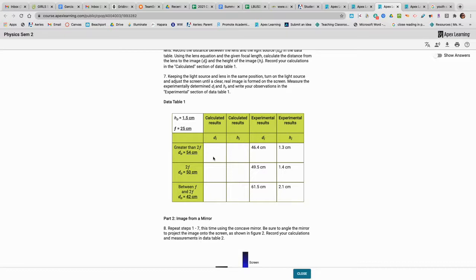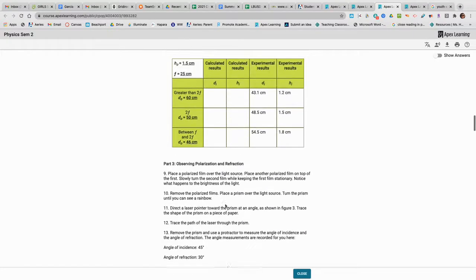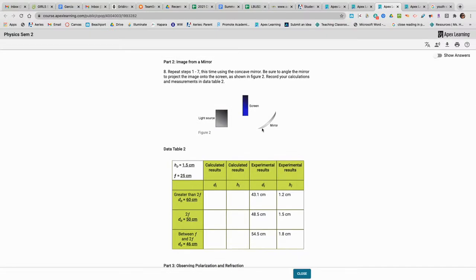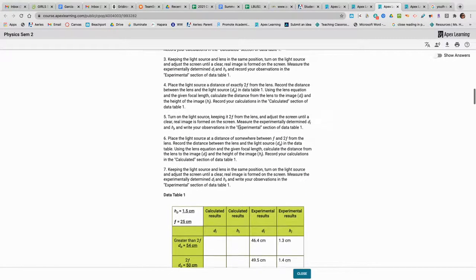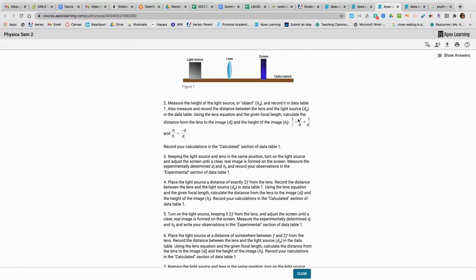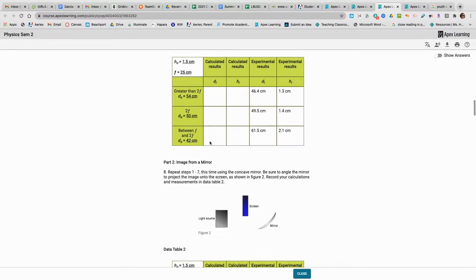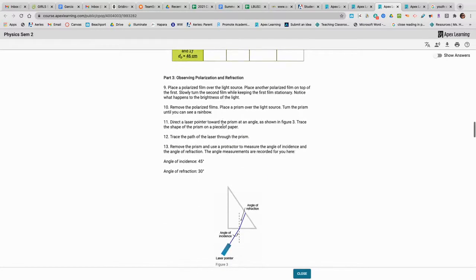Once you have the calculated values, you're going to go down here and do it again, this time with a mirror. You have the same values, and you're going to use the same equations. Mirror and lens, same equations, and you're going to do your calculations for the second table.